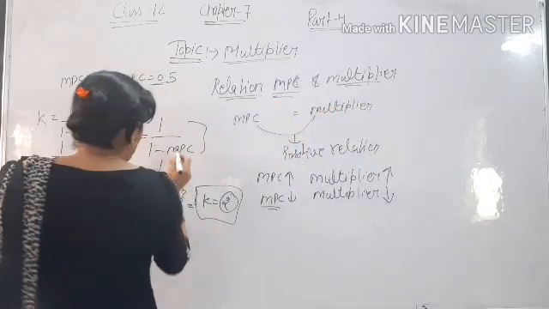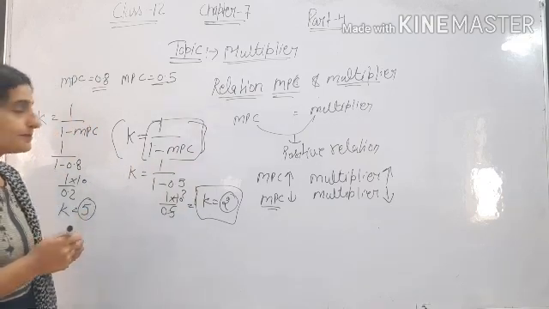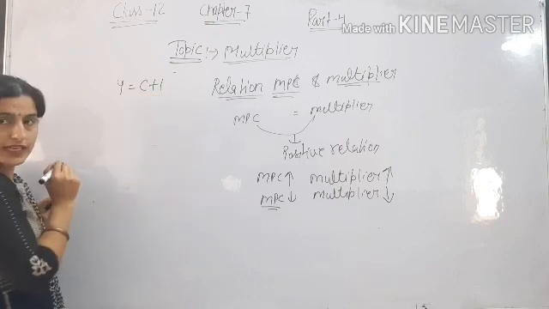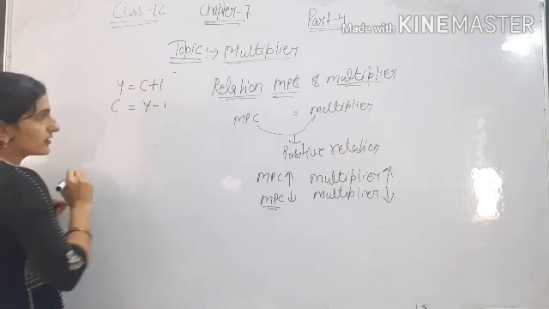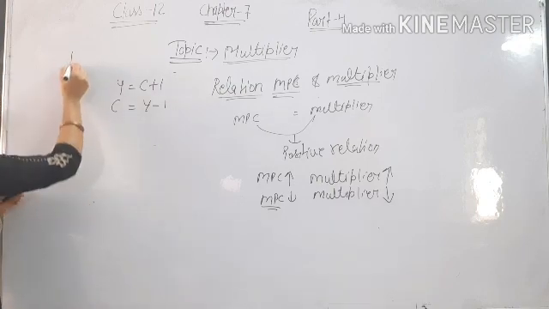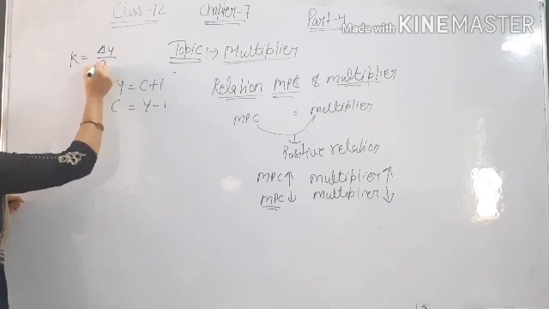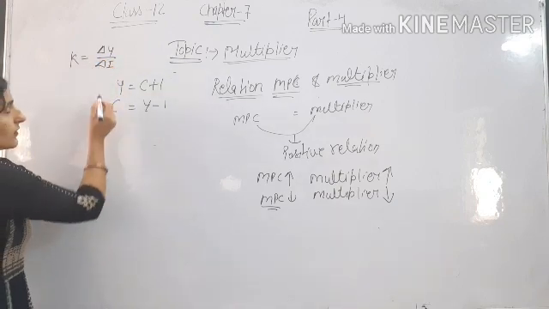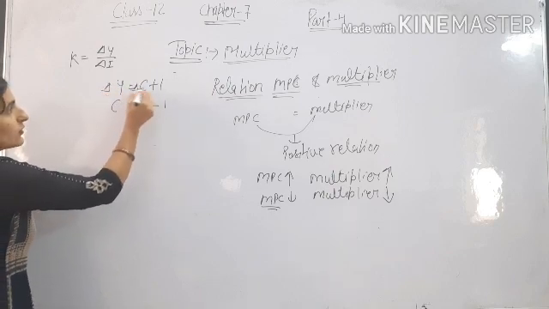Now we will get to know how we arrive at this formula. We know that Y is equal to C plus I. And how do we calculate C? Y minus I. And what is the formula of the multiplier? K is equal to change in Y upon change in I. So we can put change here; it does not matter what the value will be.